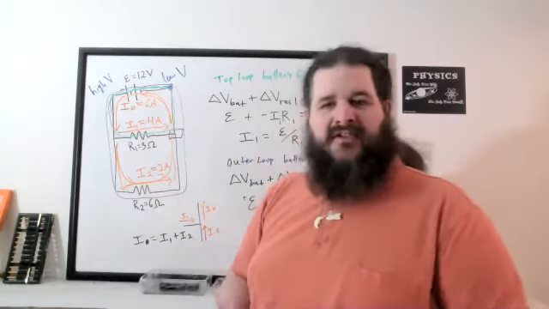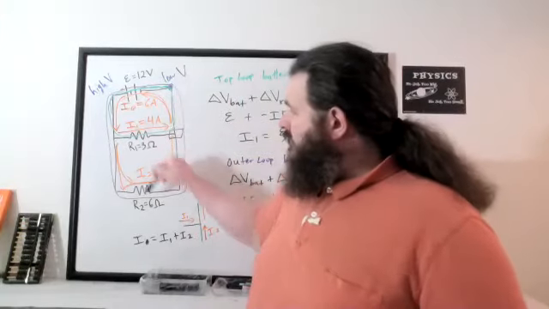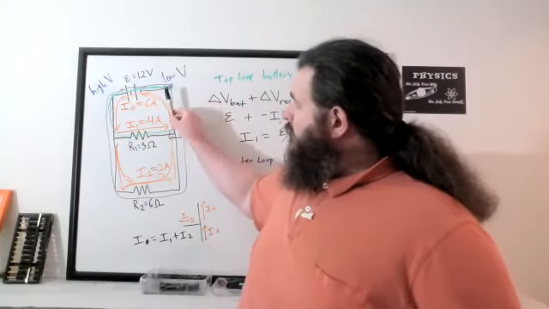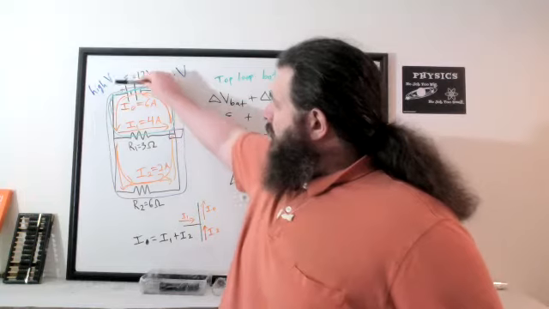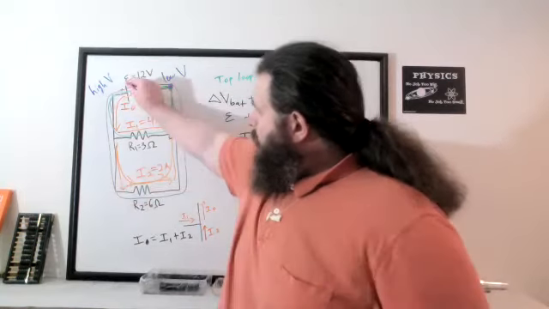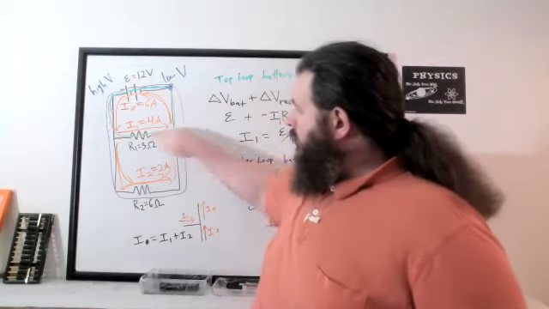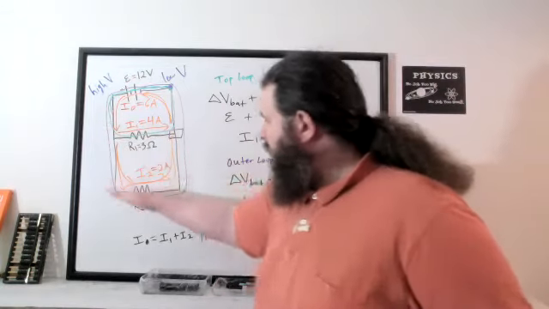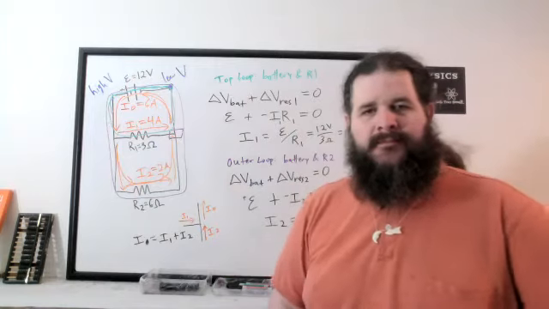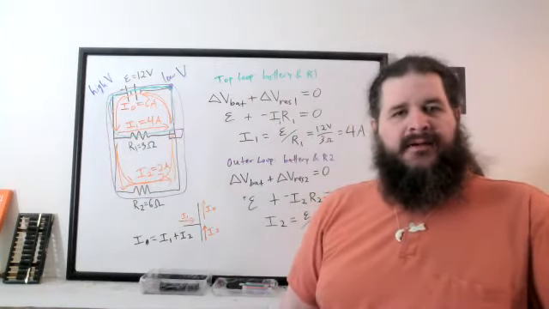Which means in this situation, if we arrange these in this format, we're going to find that the battery has 6 amps of current flowing through. And when those 6 amps of current hit the junction, they split up. You get 4 amps going through the middle wire and 2 amps going through the lower wire. Any questions on that so far?